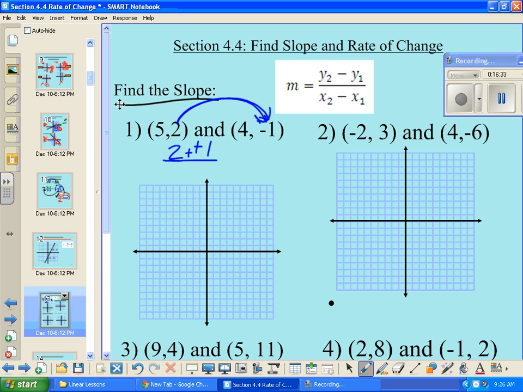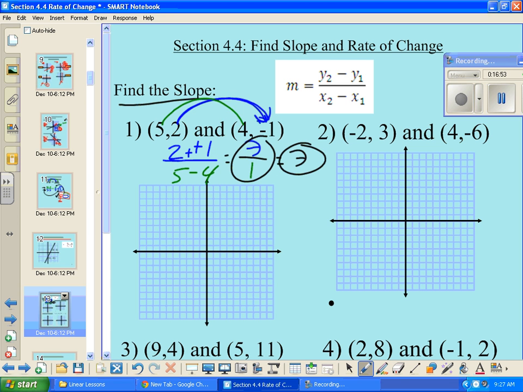And then if I did 2 minus negative 1, I got to go 5 minus 4 on the bottom. 5 minus 4. 2 minus negative 1 gives me 3. 5 minus 4 gives me 1. So the slope of this line, if I just put it in a fraction here, is going to be 3 over 1, which is also just a slope of 3.